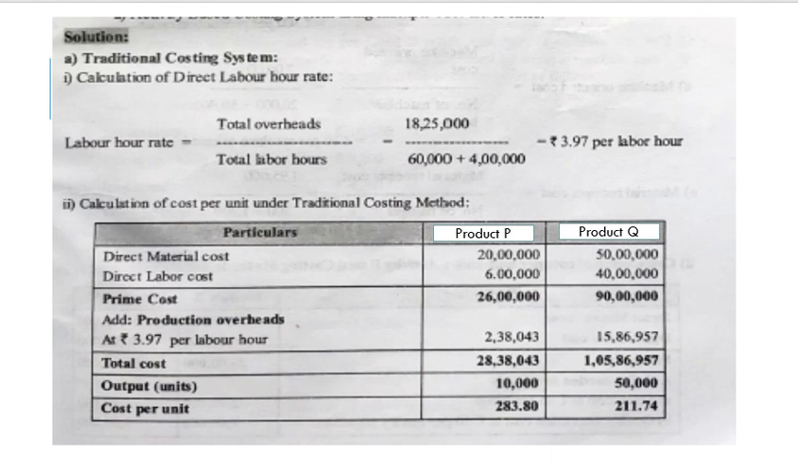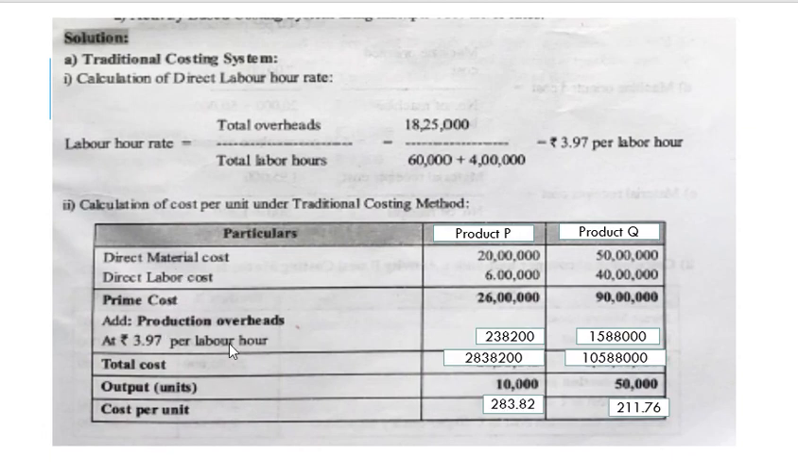So with this, we will add production overheads. As per the calculation, we have got rupees 3.97 per labor hour. Now we have labor hours, so we need to multiply it with your labor hours. Here for P it is 60,000, and for Q it is 4 lakh. So we will add our production overheads at 3.97.